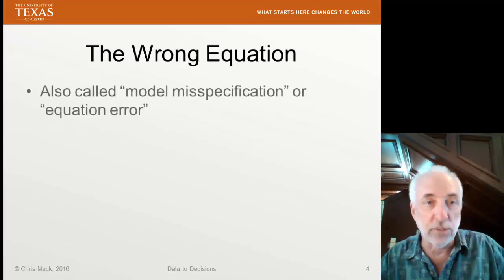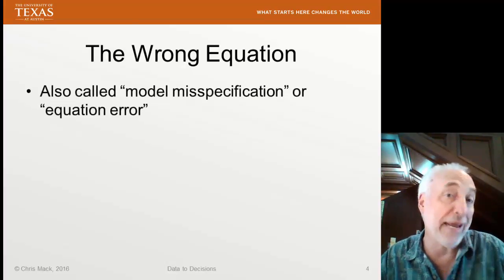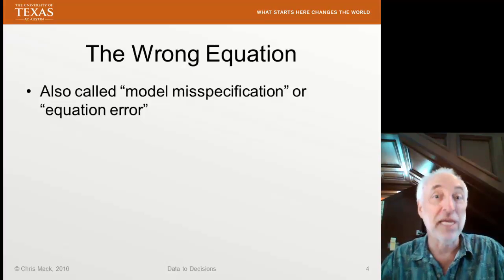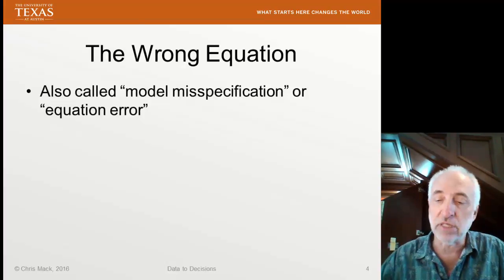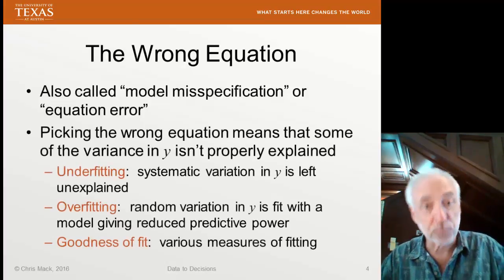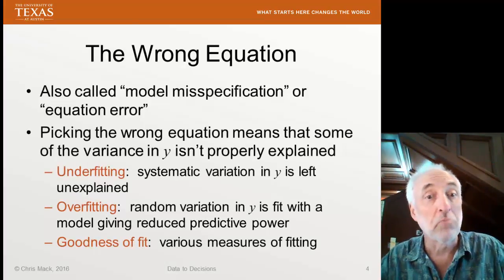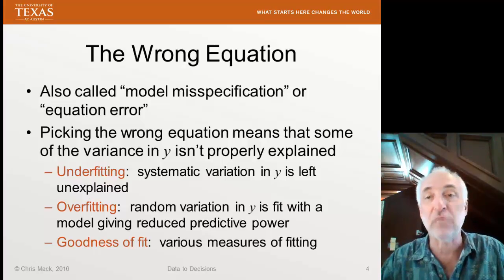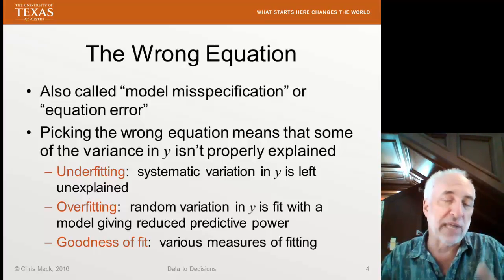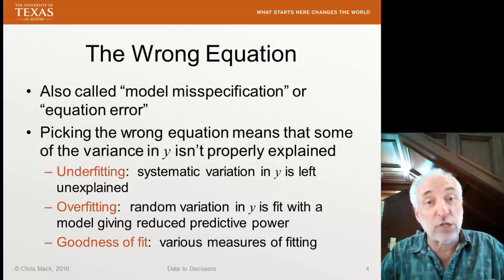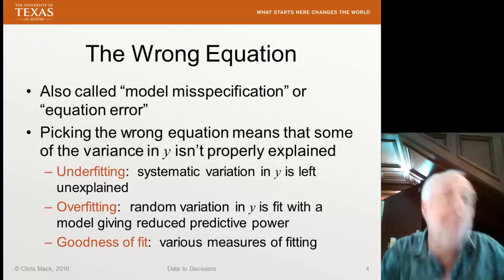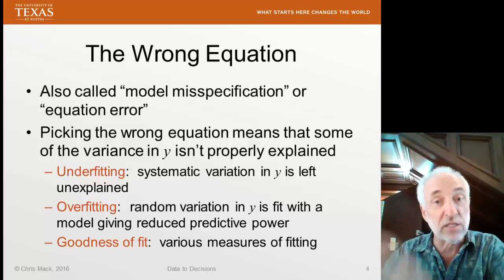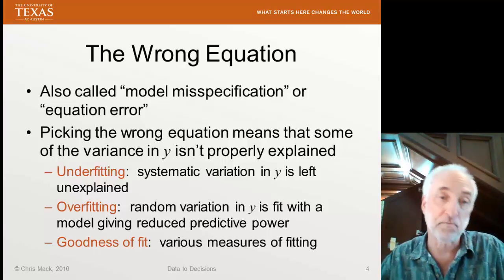So what happens if we have the wrong equation? Well, first of all, this error goes by a couple of different names. Model misspecification is one of them. Equation error is another, and you'll see these terms used quite frequently in different contexts. But picking the wrong equation means that there's something about variation in the response that isn't properly being explained. We can think of process modeling as dividing up all the variation in y into two piles. One pile is the systematic variation, which we try to explain with our model, and the other is the random variation, which is the leftover piece that falls into the epsilon residuals.